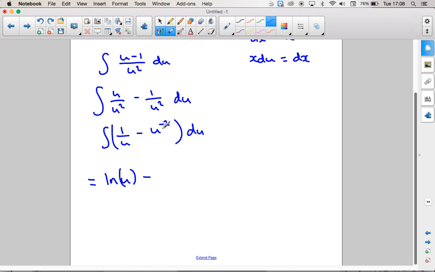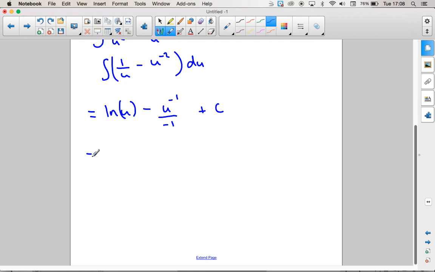And this, think core 2, don't think too difficult. Add 1 to the power, divide by the new power. And plus c as well, because it's an indefinite integral question. So if we tidy this up, to start with, we're going to get ln u plus, these minuses are going to cancel, plus 1 over u plus c.